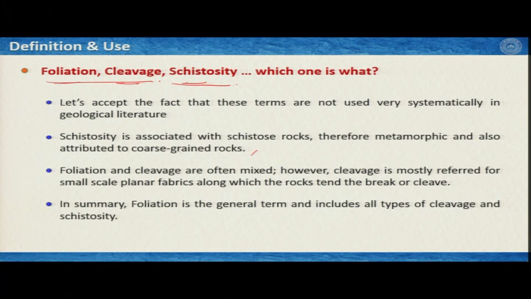But cleavage is mostly referred to for small scale planar fabrics, whereas foliation is generally for large scale features. However, that is not always maintained, and cleavage also refers, as the name suggests, to the planes along which the rock tends to cleave or break apart. So, this is how you can think of the difference between foliation and cleavage. If I summarize, foliation is a general term, the umbrella under which cleavage and schistosity are contained. So, it includes everything. If you say planar fabric is equal to foliation, then it is fine, but we sometimes use the terms cleavage and schistosity for specific purposes, but I repeat, not very systematically.